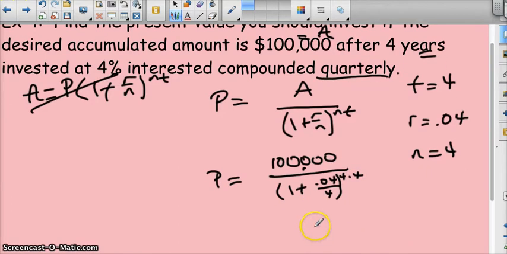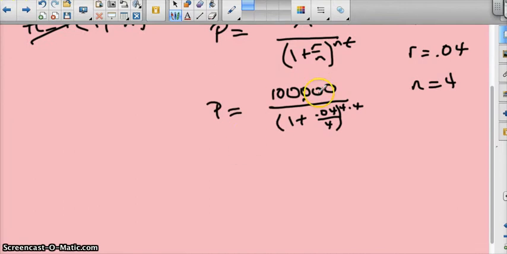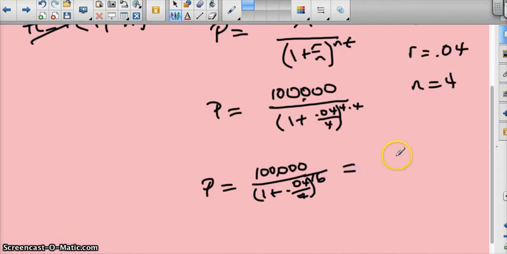Once again, I will multiply the exponent first. 4 times 4 is 16. So my P is going to equal 100,000 divided by 1 plus 0.04 divided by 4, all taken to the 16th power, and the denominator is all taken to the 16th power. Plug all that into the calculator. If you do it correctly, you should come up with an answer at this point in time of $85,282.13. Check that one definitely, guys. Let me know if there are questions when you come into class tomorrow.